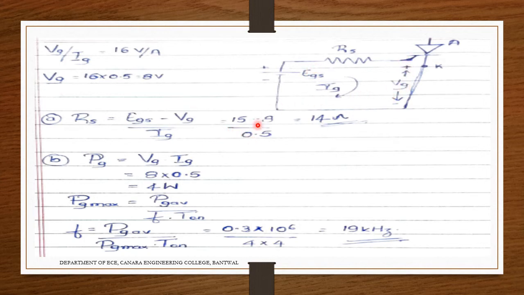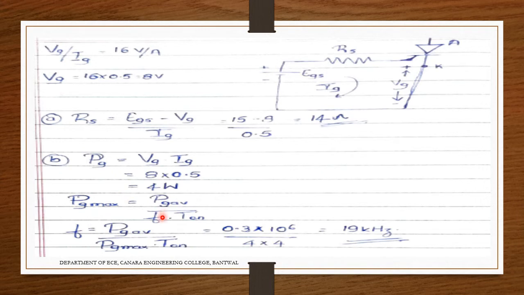That is 15 minus VG, VG is 8 volts, divided by IG, 0.5. So that is 14 ohms. Now B, that is PG is equal to VG into IG. So what is the power dissipation there? VG into IG, that is VG 8, IG is 0.5. So that is nothing but 4 watts.